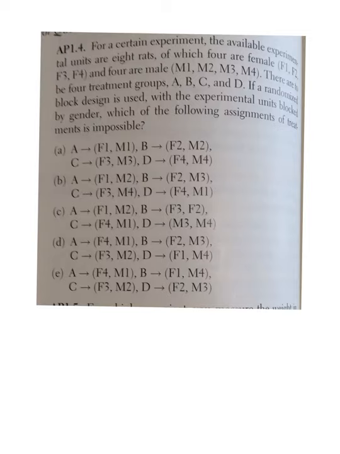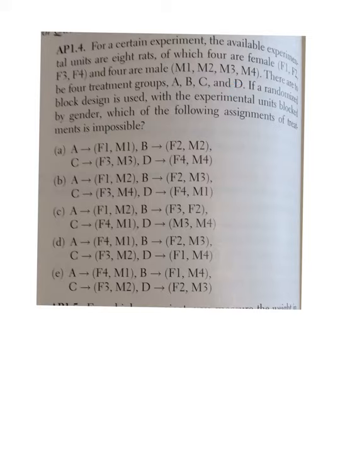Okay, this might look a little bit confusing, but all we're saying is, here we go. There are 4 female rats, F1, 2, 3, and 4, and 4 male rats. And each of these rats is going to get one of these treatments. So they're going to do a block design, meaning they're going to give each one of these female rats randomly assigned one of these treatments. Same thing with the male rats. Each one of these male rats is going to get one of these treatments. And then they'll compare the results.